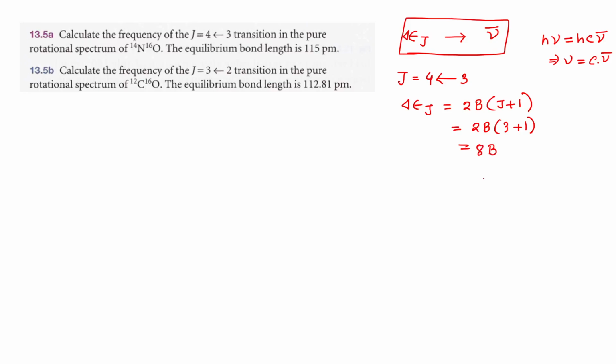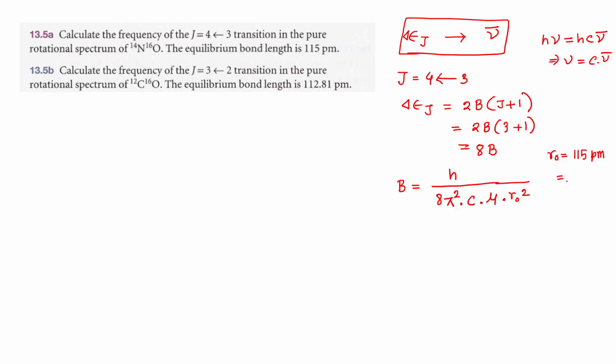This is going to be 8b. Now you see, you don't know the value of the rotational constant for this molecule, but you know the expression, right? Your B is your Planck constant divided by 8 pi square C, and then your moment of inertia, in other words, your reduced mass into your bond length square.